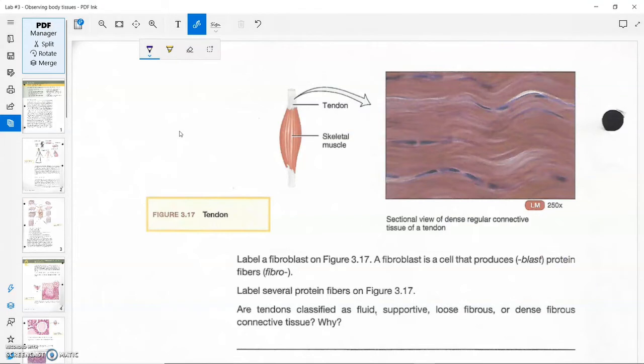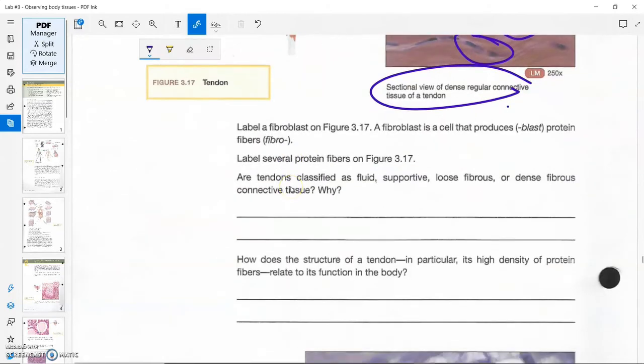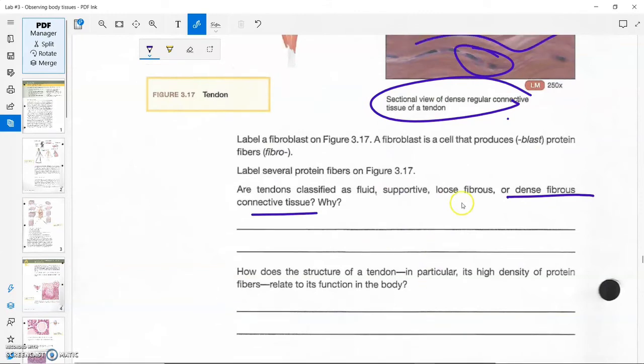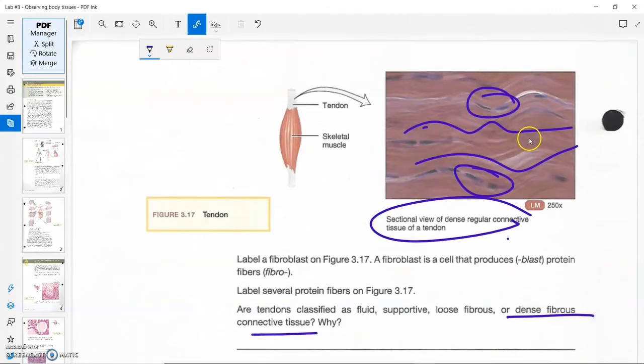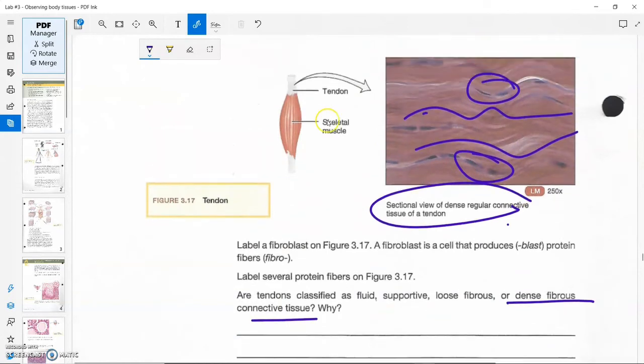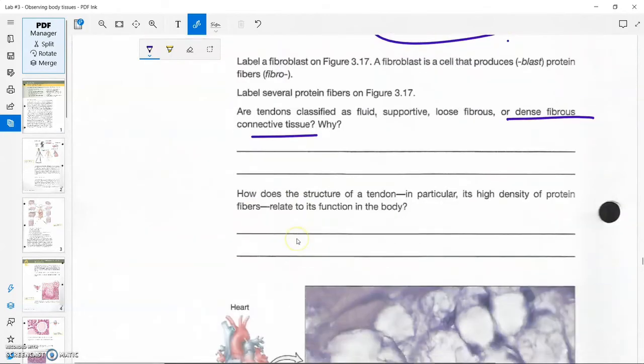Now next we have a tendon, which is a dense regular connective tissue. You can see collagen fibers going in one direction. So these are fibroblasts that produce the protein fibers. It's a dense fibrous connective tissue because collagen fibers are densely packed. Okay, and since these fibers are densely packed and aligned in parallel, they can withstand unidirectional tension very well, and they allow muscles to pull on the bones via tendons, or allow ligaments to connect bones.